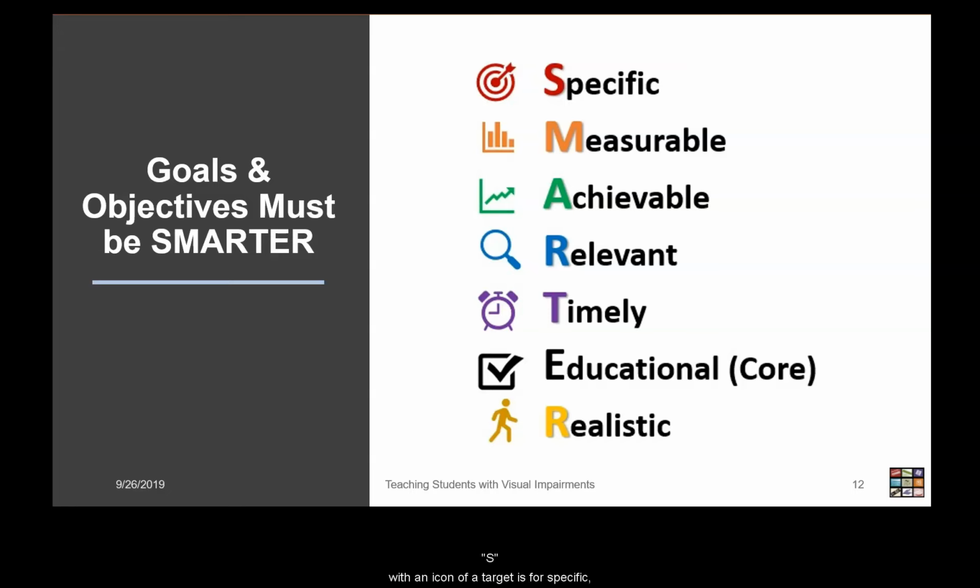S with an icon of a target is for specific. M with an icon of a bar chart is for measurable. A with an icon of a chart with an upward trend is for achievable. R with an icon of a magnifier is for relevant. T with an icon of an alarm clock is for timely. E with a check mark box is for educational as aligned with the core curriculum. And the last R with an icon of a person walking is for realistic.